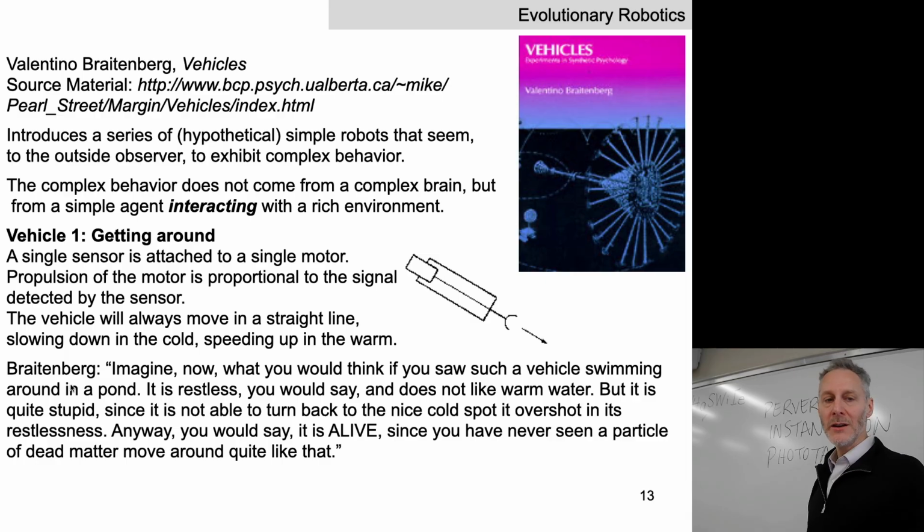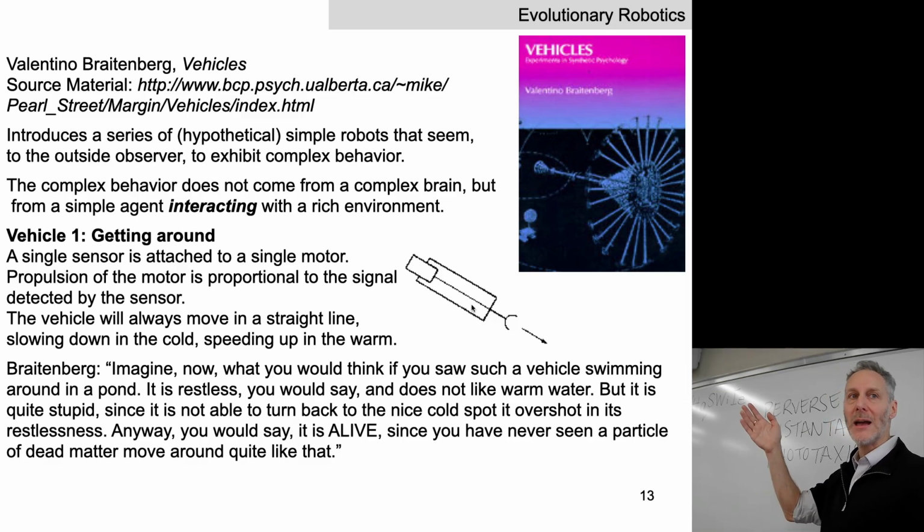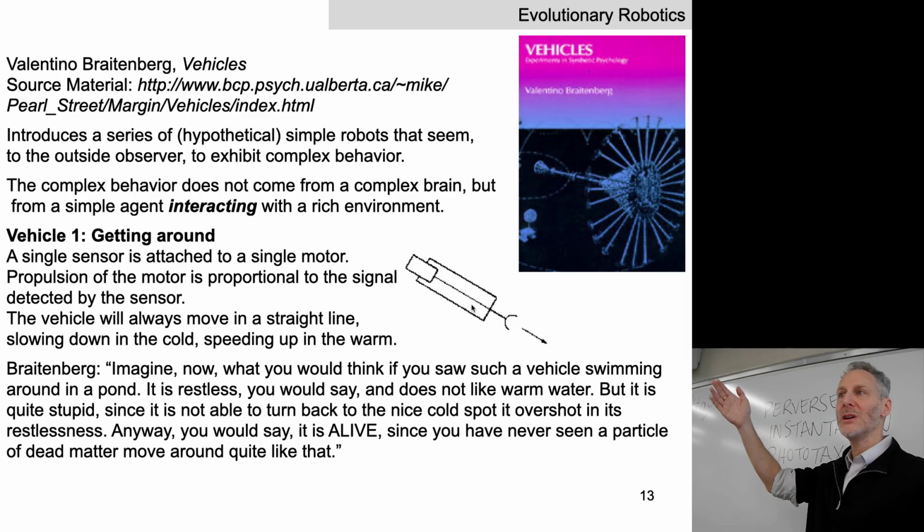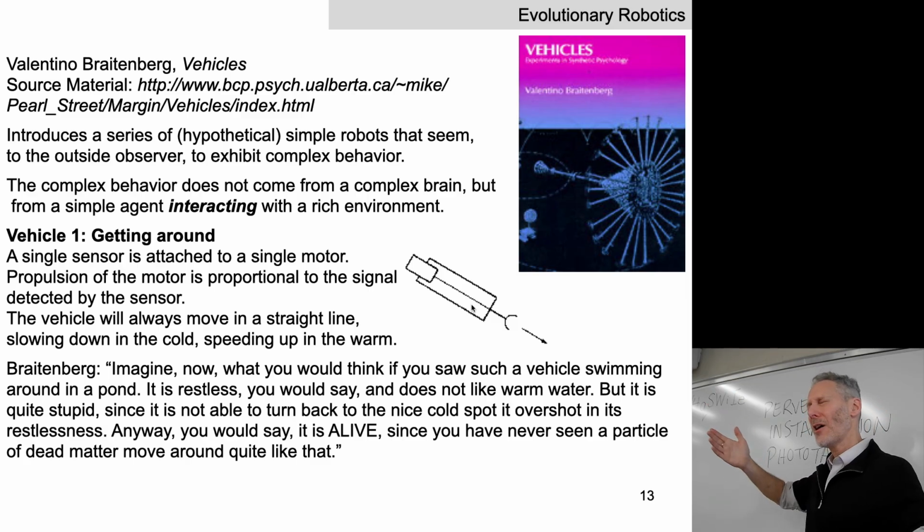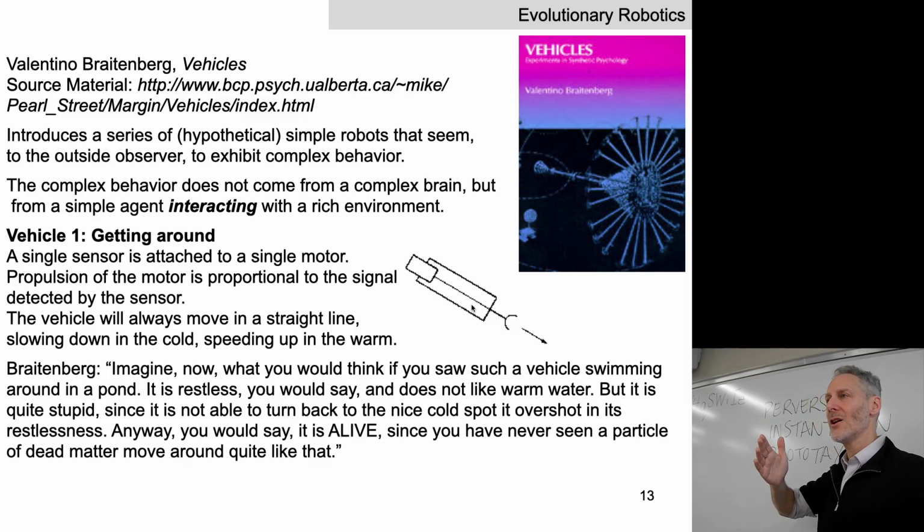In chapter 1, Braitenberg describes a very simple vehicle. He used the word vehicle to try and imply that this thing that he was describing could be a robot, could be an organism, could be anything else. Obviously, for us, a vehicle implies technology. But let's imagine this thing is maybe technological, maybe biological.